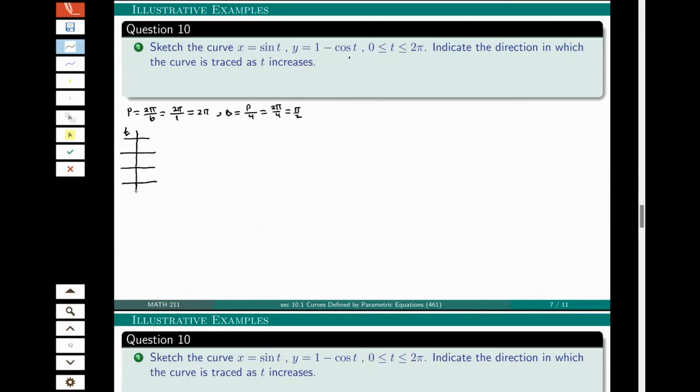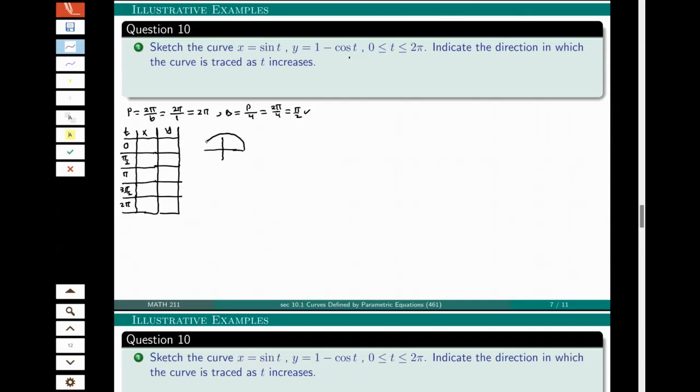This will help me to find the values of t, the key selection points. We will start with 0, then delta, which is pi over 2, then pi, then 3 pi over 2, and we end up with 2 pi. Be careful if you use your calculator to put it in radian. This is t, that will be x, and that will be y.